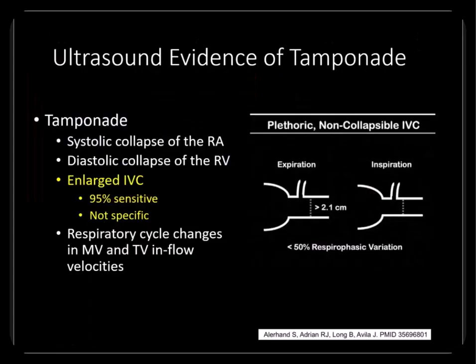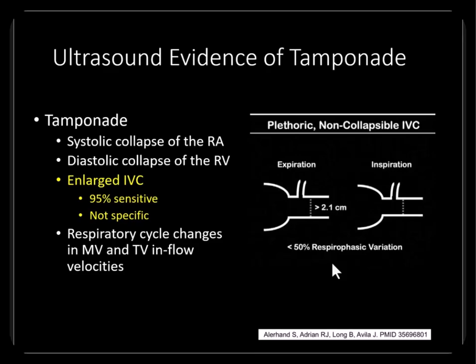We can also look to see what the IVC is doing. Let's look at the IVC during expiration and then inspiration and see if there is any respirophasic variation. With tamponade, the IVC remains plethoric and fairly non-collapsible, and this is 95% sensitive for tamponade, but not very specific. Remember, there are other conditions that cause dilated IVCs, such as volume overload, right ventricular dysfunction, severe tricuspid regurgitation, and patients that are on positive pressure mechanical ventilation.